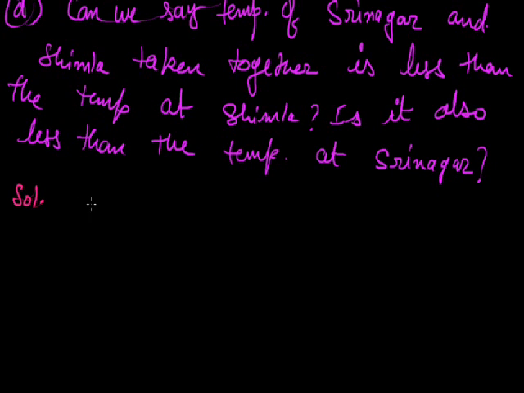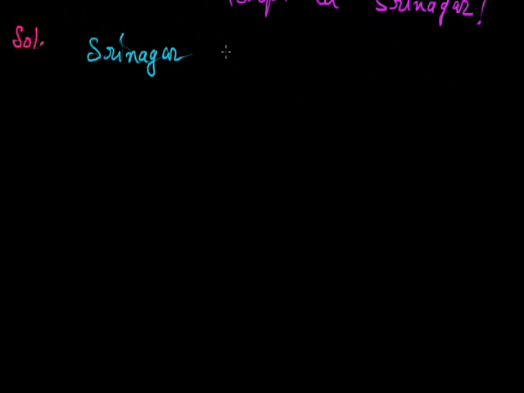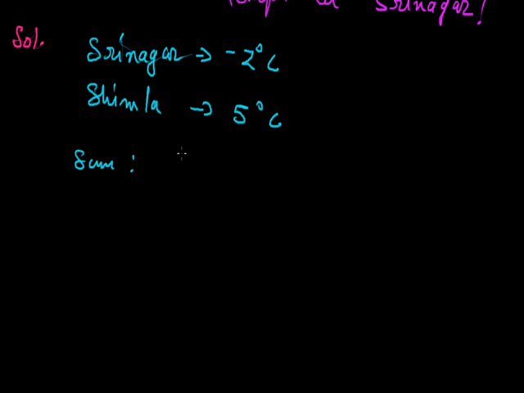Temperature of Srinagar is -2 degrees centigrade and temperature of Shimla is 5 degrees centigrade. Now the sum, or if we take the two temperatures together, it will be -2 degrees centigrade plus 5 degrees centigrade, which comes out to be 3 degrees centigrade.